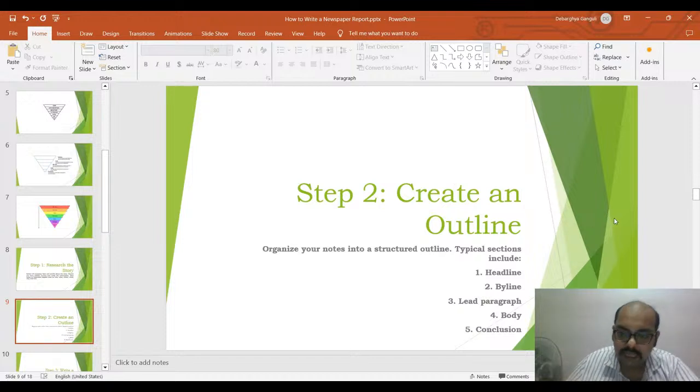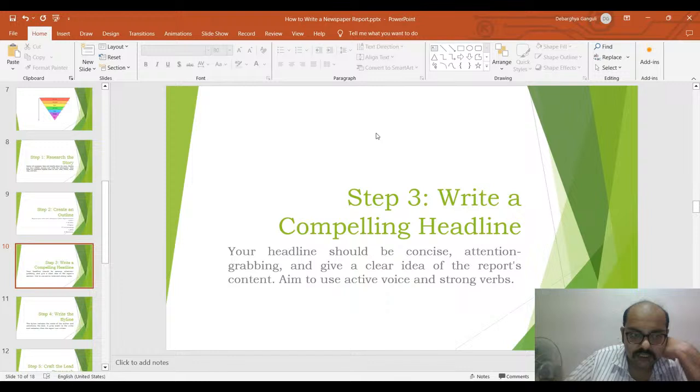Next, you create an outline of the story. What does your outline contain? Basic sections like your headline, your byline. If you are giving a column and giving a byline, then it must contain that. Then you must give a lead paragraph, which is very important. Then comes your body, and finally comes your conclusion. So you have to prepare a structure, just like an essay, you have to prepare a structure. Without a structure, you cannot really hope to write a proper newspaper report.